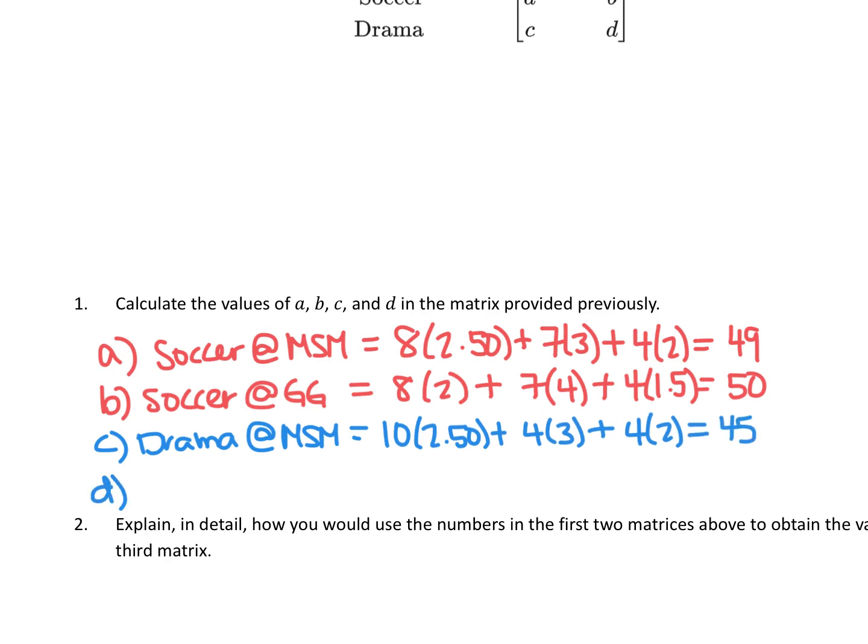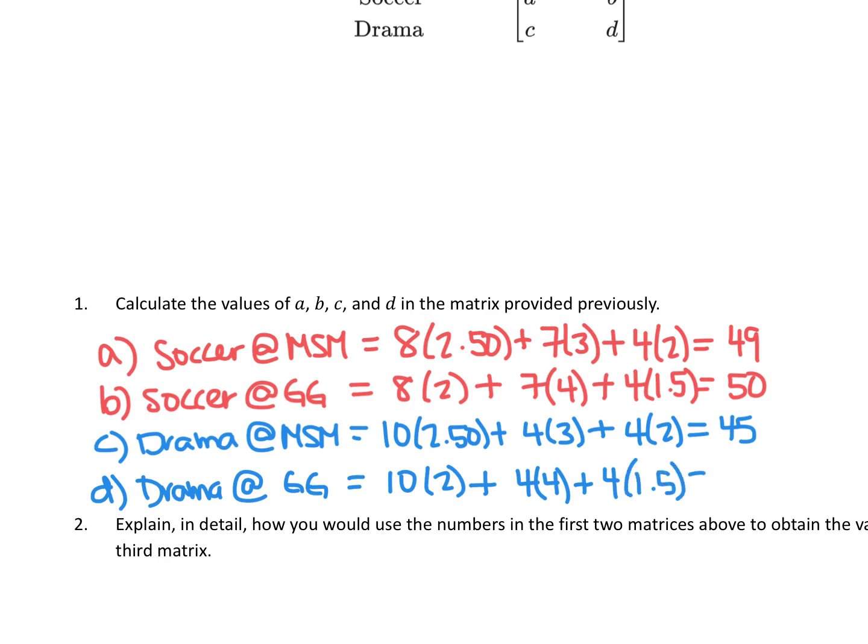Okay, and last one, let's calculate drama, the total cost at Grandpa's Grocery. So they still need 10 chips, but this time the cost is $2 plus 4 cookies, and the cost is $4 plus 4 drinks, and the cost is $1.50. Okay, so drama at Grandpa's Groceries will be $42.